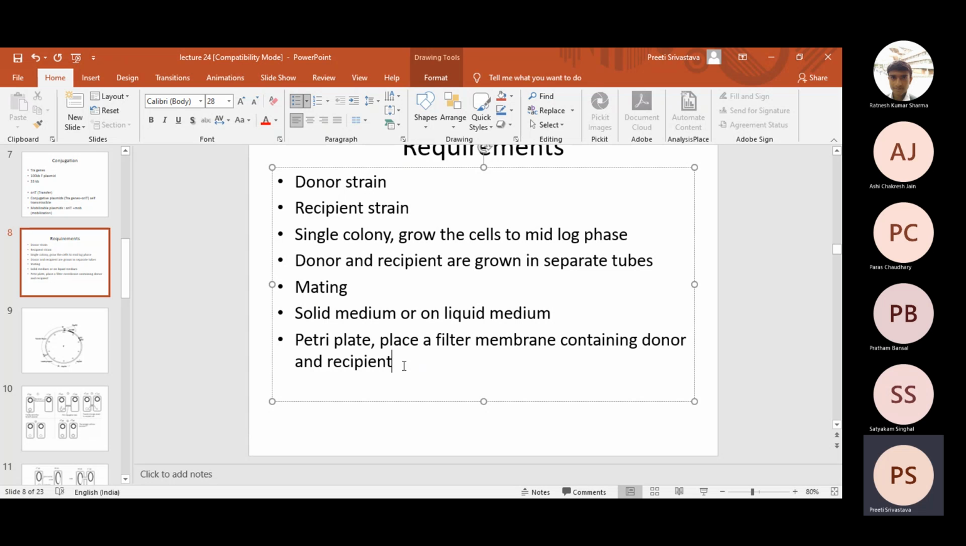Okay, and then what you do is, you carefully place this filter with the help of sharp surgical forceps onto the Petri plate, and then leave it overnight in the 37 degrees incubator. Next morning, you swab the cells from the filter, and this is important. The term that is used is transconjugants.